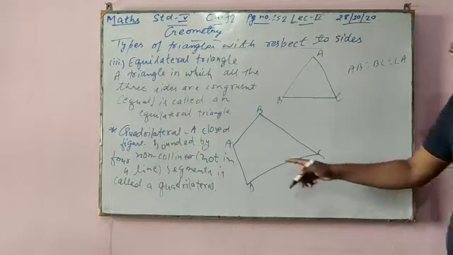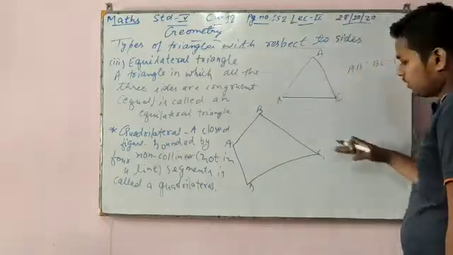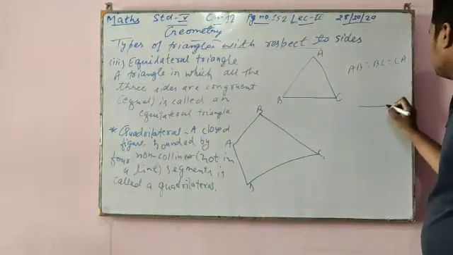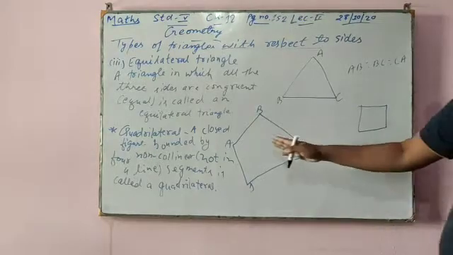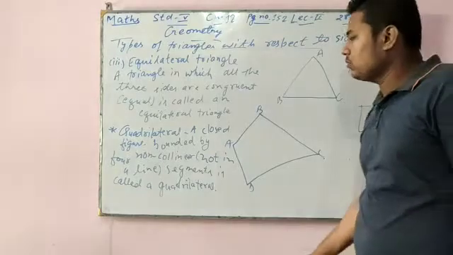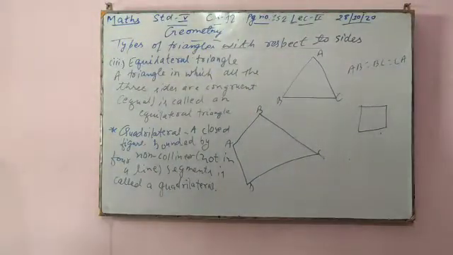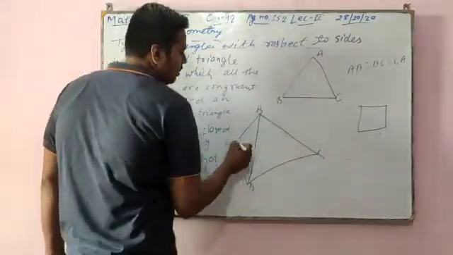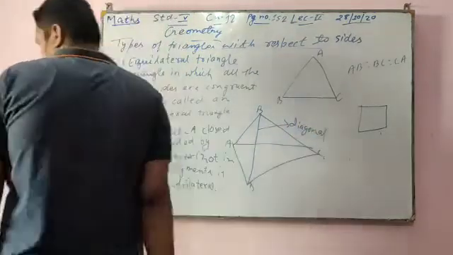You see all these AB, BC, CD, DA, they are not in a line. One point is here, then one point is here. So a closed figure bounded by four non-collinear line segments, and that is called what? Quadrilateral. And when I draw BD or AC, this is known as a diagonal. Okay.